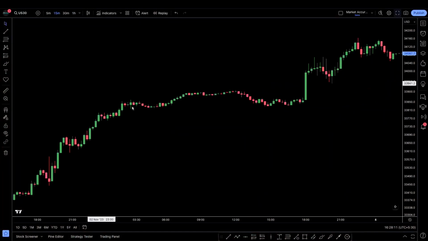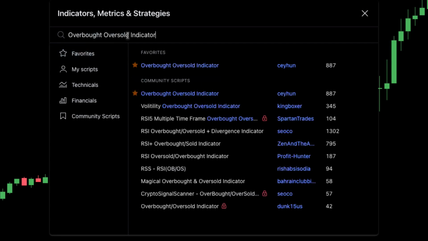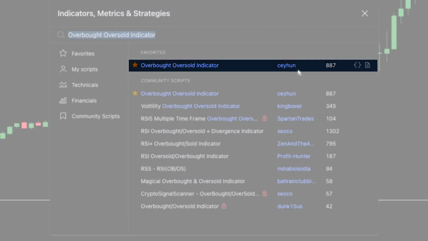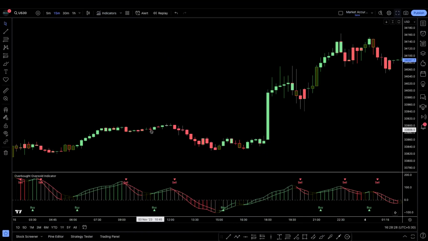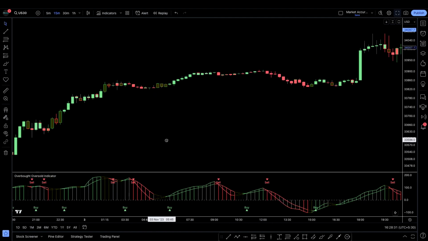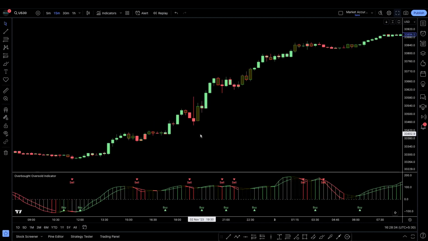To add it to our chart, we're going to click here and type an overbought oversold indicator, and it's going to be this one by Sihun. Just look at how beautiful it is. However, the beauty of this indicator isn't in its physical appearance, it's actually in its ability to identify overbought and oversold levels in the market.